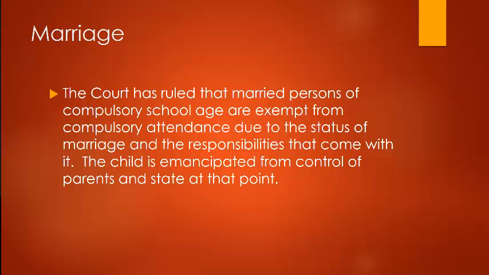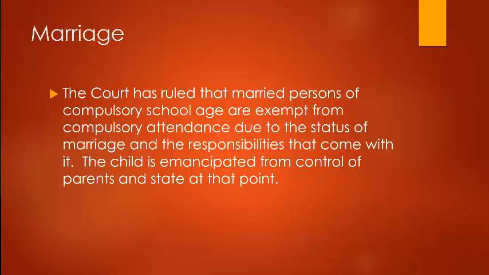The court has ruled that people who are married, once they become married, are no longer under the rules of compulsory education. Okay, because of the responsibilities they accept at the time they are married, the rules of compulsory education do not apply to them. So in Oklahoma, you can get married at 16 with your parents' permission. So at that point, if you wanted to, you could stop going to school.